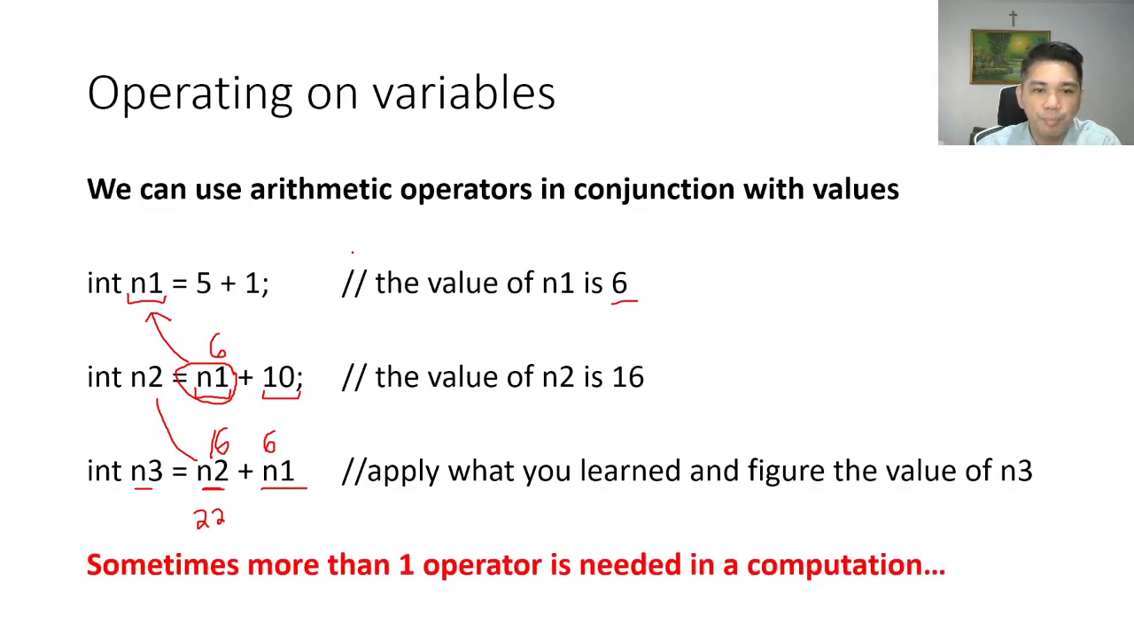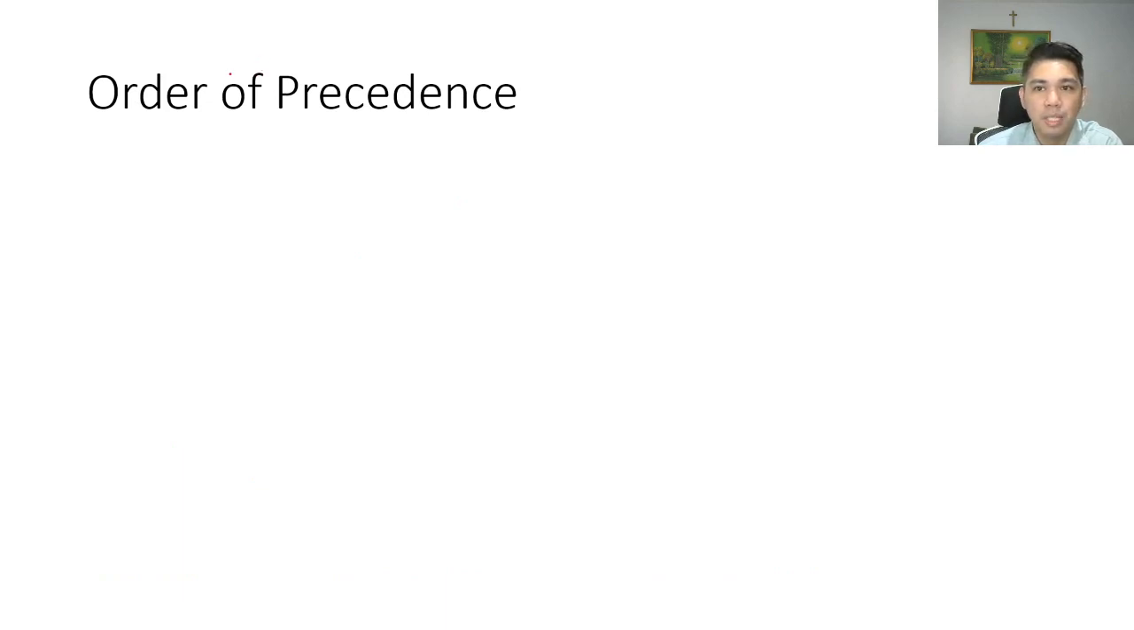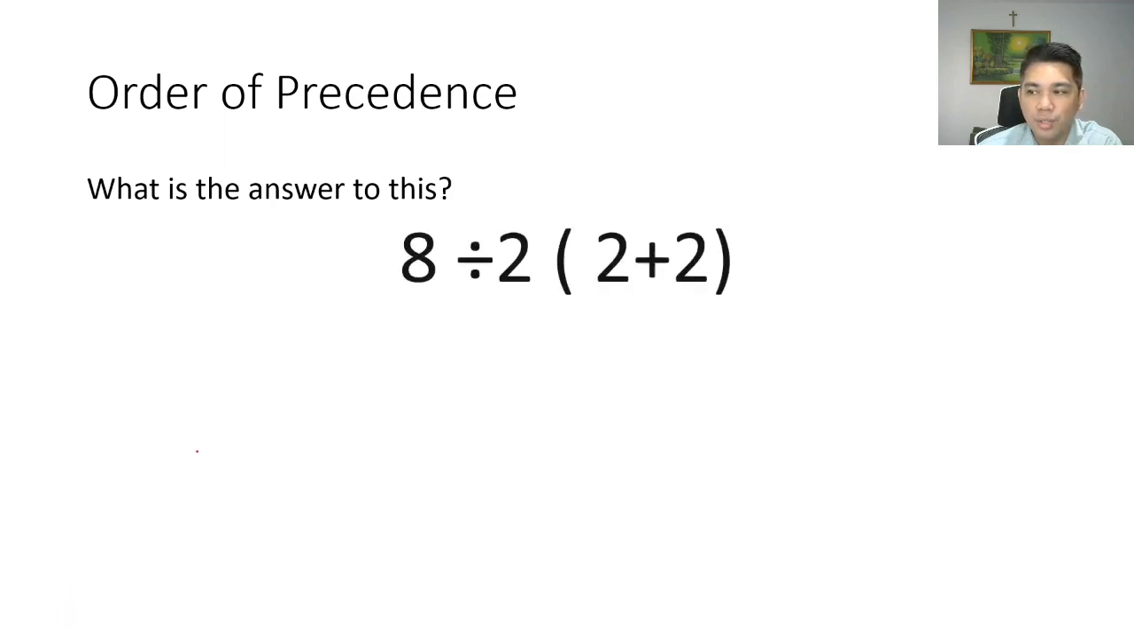Now sometimes there will be more than one operator that will appear on a computation. So when that happens, we need to use the order of precedence of operators. Now, I will be showing you an equation. I want you to answer this. So pause the video for a moment. I want you to determine what the answer to this equation is.